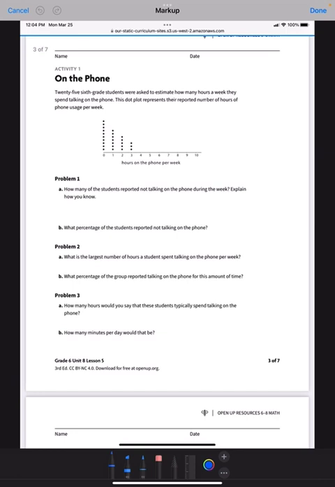You should have counted how many dots are right here to see how many did not talk on the phone. So it would have been 1, 2, 3, 4, 5, 6, 7, 8, 9, 10. 10 students. And I know this because I counted the number of dots.